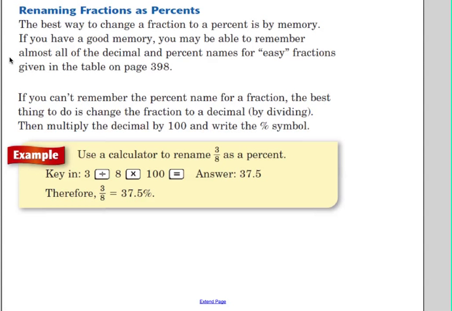Basically, what you're doing is changing your fraction into a decimal, 3 divided by 8. That's going to equal 0.375, and then when you multiply that by 100, it will move the decimal place to the right 2 decimal places, and you get 37.5. Therefore, 3/8 equals 37.5%.